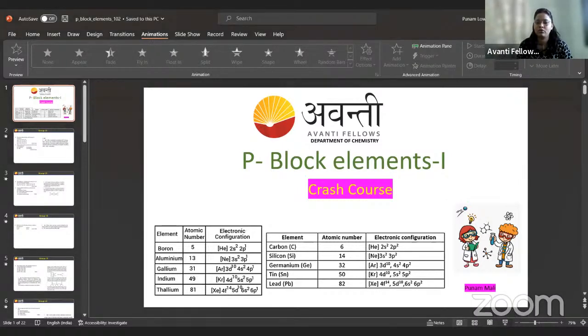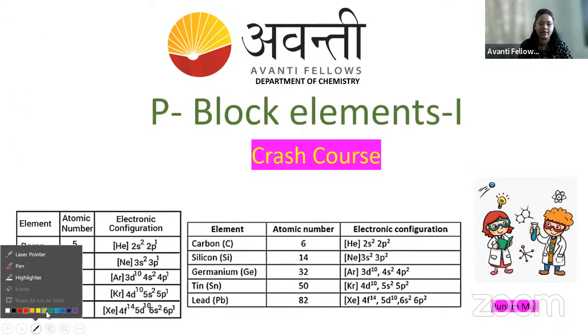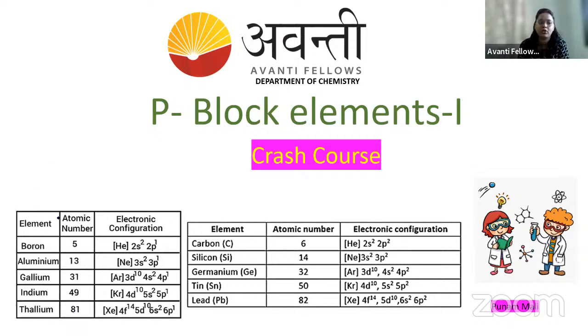So today we are going to solve certain problems from P block elements. The P block elements are what? Boron, aluminum, gallium, indium, and thallium. This is group 13, right? And group 14 elements are carbon, silicon, germanium, tin, and lead. This is group 13 and this is group 14. You know the atomic numbers 5, 13, 31, 49, 81, as well as the atomic numbers of carbon to lead. So these are the P block elements which we are going to talk about today. Now let's start solving the problems about these groups.